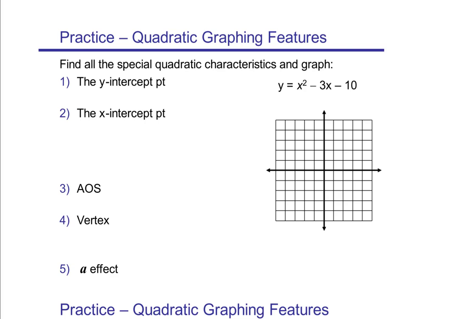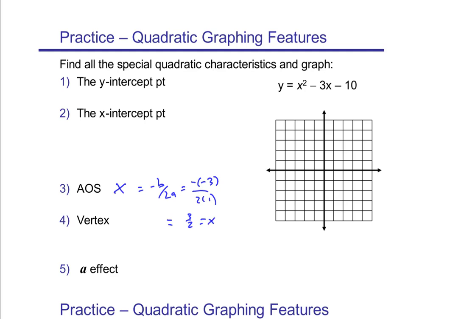The asymptote for the vertex was negative b over 2a. And that's the negative of negative 3 over 2 times a, which is 1. And we got an axis of symmetry. Oops, I said vertex. It's just the axis of symmetry. And it was positive 3 over 2.